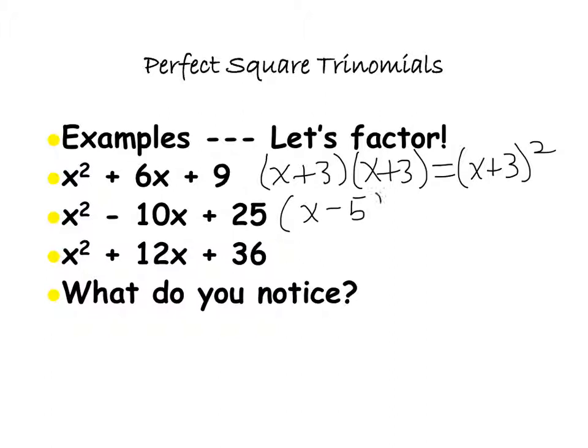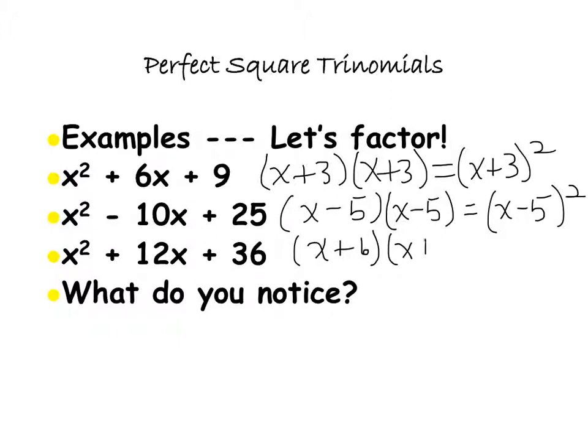We're going to factor the next one, and we'll write the factored form like this. And then, of course, the last one is factored as such. Now, why are these perfect square trinomials?